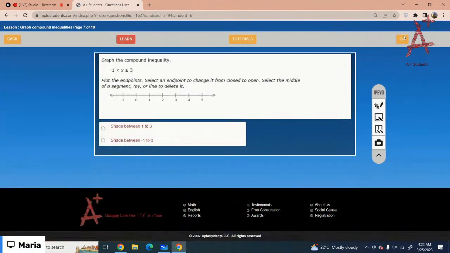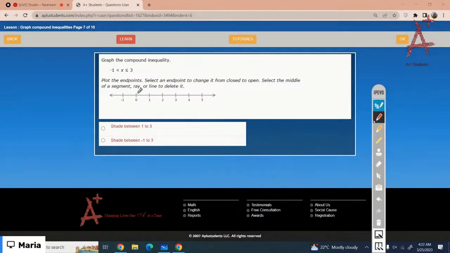Okay, the next one is graph the inequality negative 1 is less than x is less than 3. So x values are between negative 1 to 3. So it would be shade between negative 1 and 3. If you graph the inequality, it looks like this, negative 1 to 3. Got it?